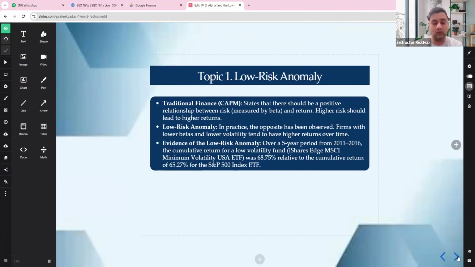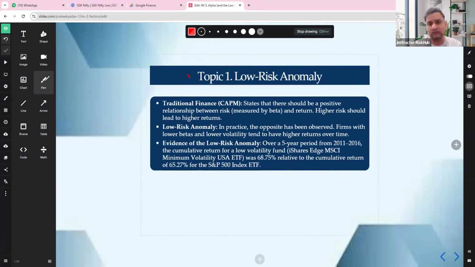Okay. Now we go into depth, right? We try to go into depth of what each topic means. First topic is simple, low risk anomaly, right? This is a core concept. Let's try to break it down, right?